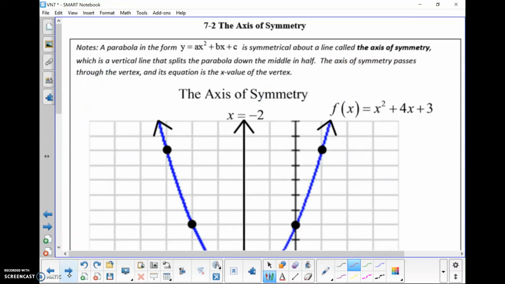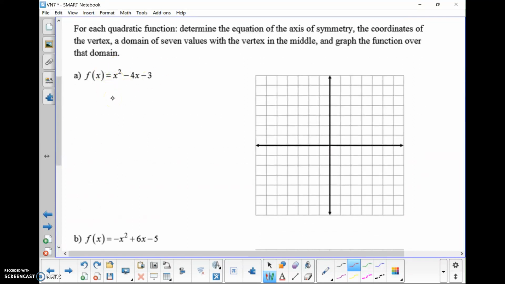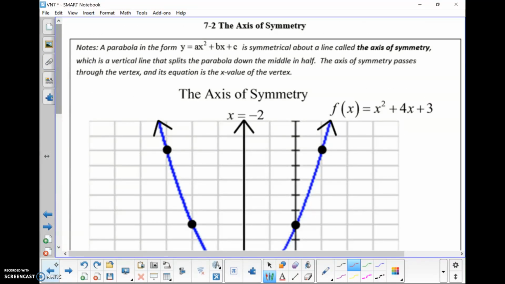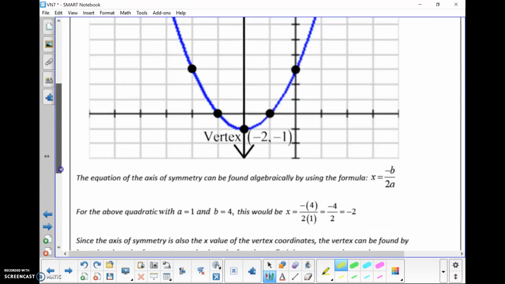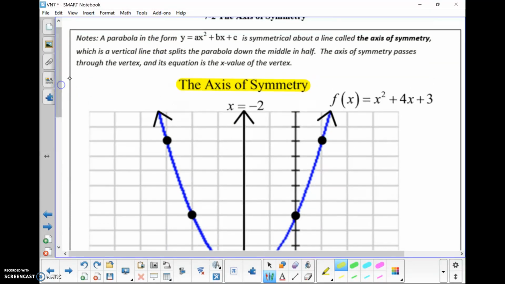So what we're going to see in this is we're going to be given quadratics like this, but there's no domain attached to it, and we still need to figure out where to graph it. And one of the ways we're going to do that is using something called the axis of symmetry. The axis of symmetry is basically the line that cuts the graph in half in the middle, and it has a symmetrical relationship to it. So the parabola that we've been talking about now, y equals ax squared plus bx plus c, is symmetrical about a line called the axis of symmetry.